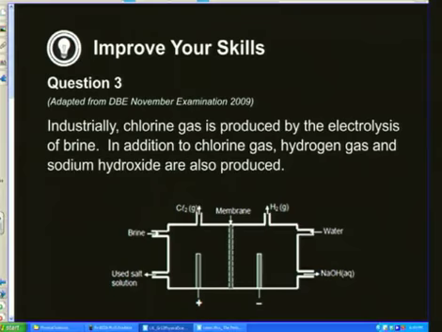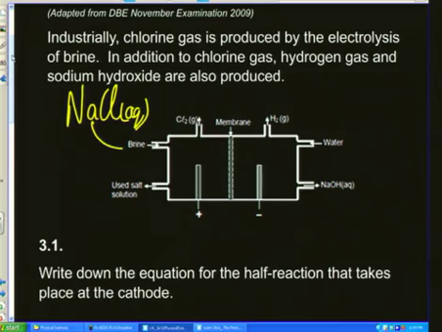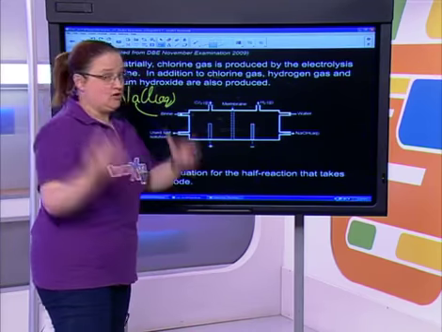So, industrially, chlorine is produced by the electrolysis of brine. Brine means sodium chloride solution. In addition to chlorine gas, hydrogen gas and sodium hydroxide are produced. Write down the equation for the reaction that takes place at the cathode. Guys, this is learn work. This isn't something that I expect you to be able to always work out. This is something you need to learn.